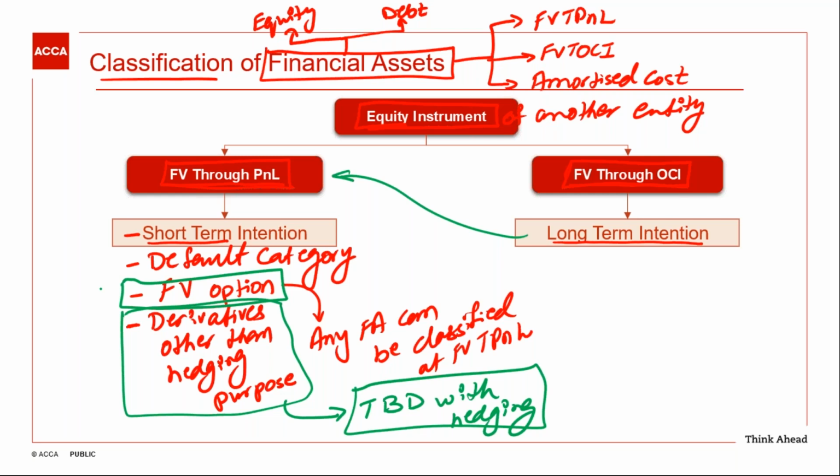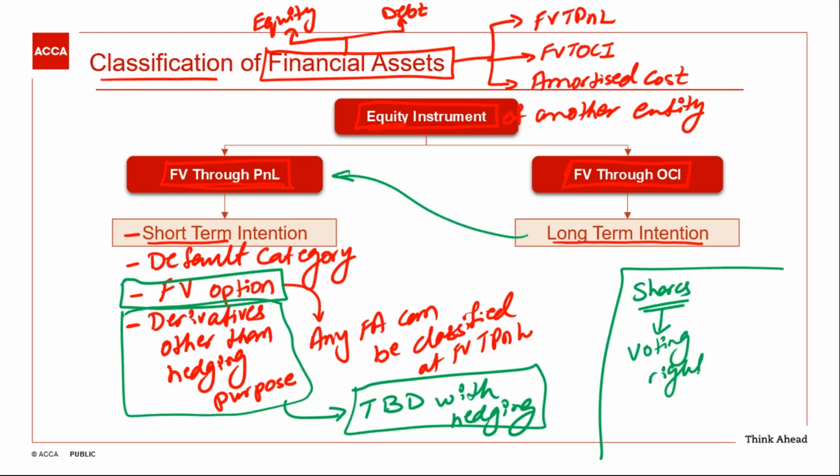So while I'm saying any financial asset can be classified in fair value through P&L, please give any short example of it. Sumaira, the answer to your question is very simple. Let's suppose that I acquire shares of a company and my intention is to gain the voting rights of that company, to gain the control. I am acquiring shares of a company with the objective of obtaining the voting rights so that I can control that company, and I can make that company a subsidiary of mine.